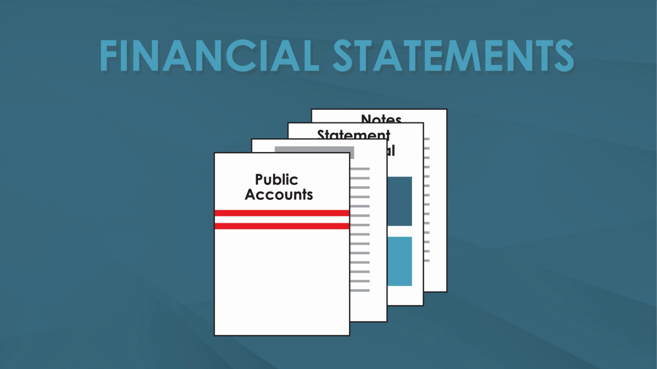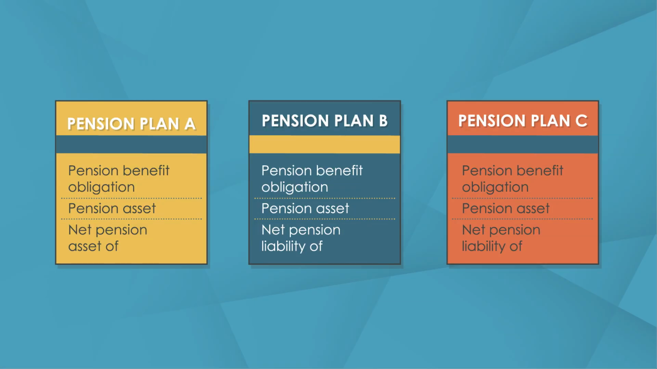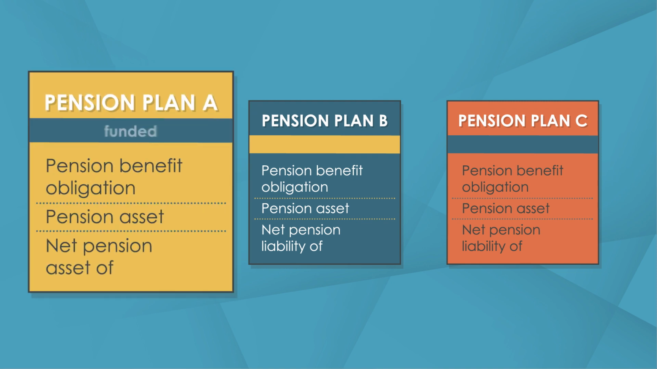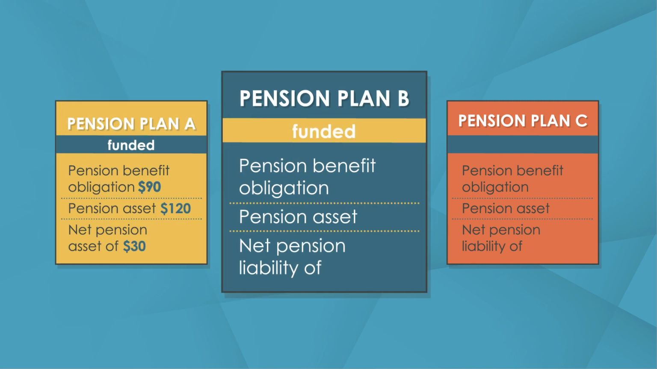Let's look at how pension plans are presented in the government's financial statements, specifically in the Statement of Financial Position. Let's use the example of an entity with three different pension plans. Plan A is funded. It has assets of $120 and an obligation of $90, leaving a net asset of $30. Plan B is also funded. It has assets of $100 and an obligation of $110, leaving a net liability of $10.